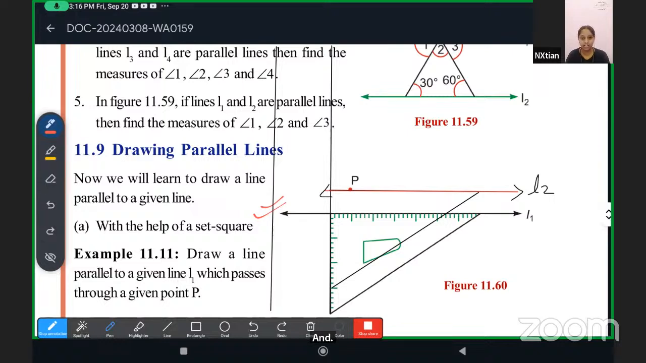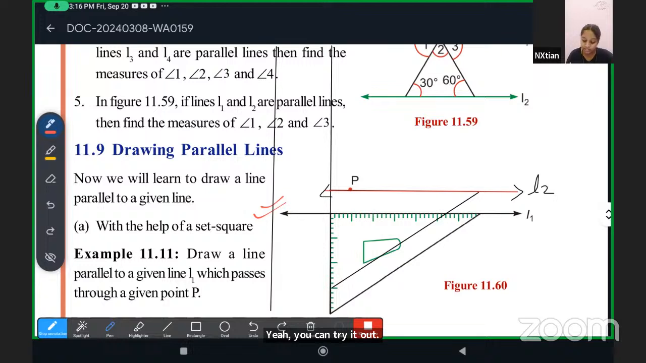Ma'am, this is clear. I'm not understanding. Okay, no problem, rest of you, I'll explain, Abraham. Rest of you, are you able to get the parallel line L2? Yes, ma'am, I got it. Anaya, you got it? Ma'am, but I don't have a set square right now. Okay, you can try it out later. Ma'am, is this right? Yes, that is right.